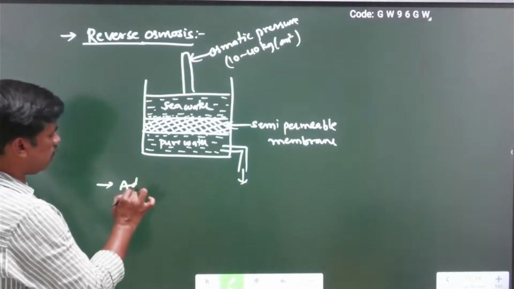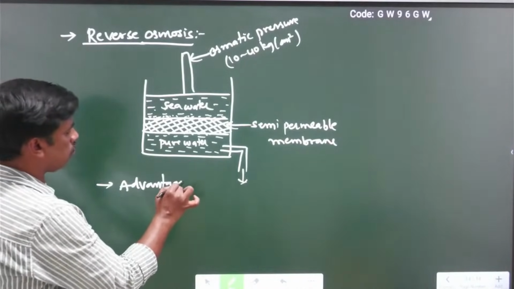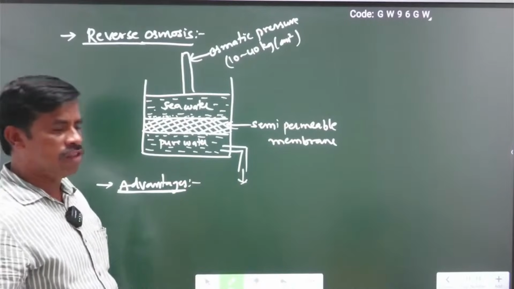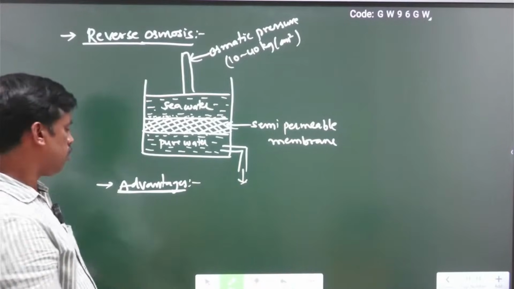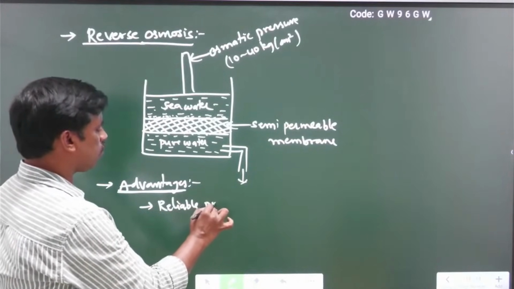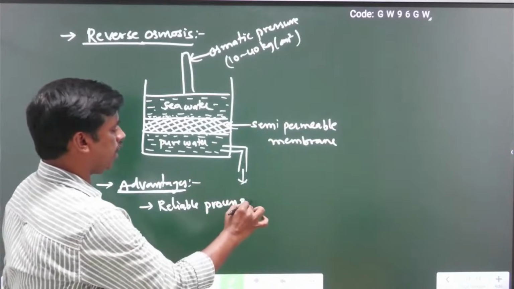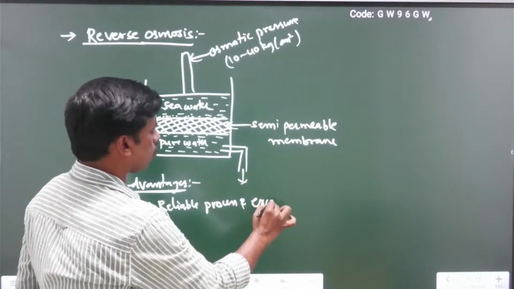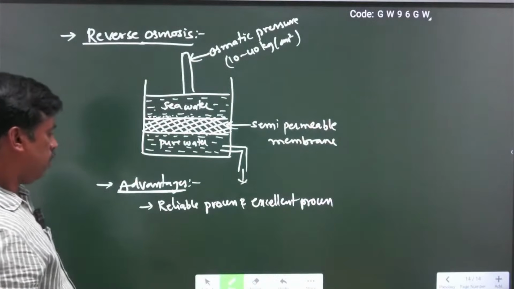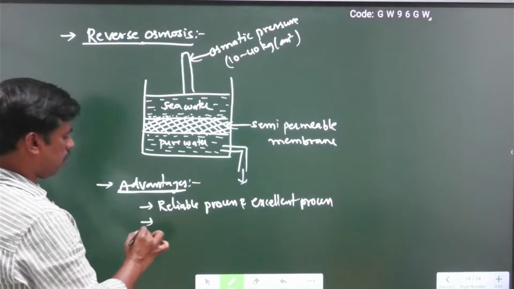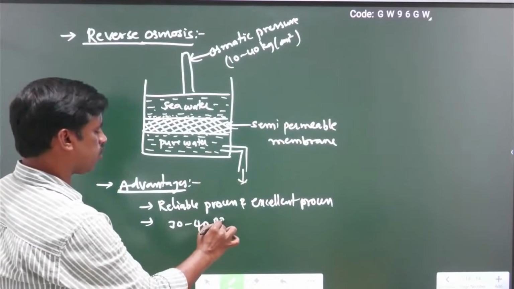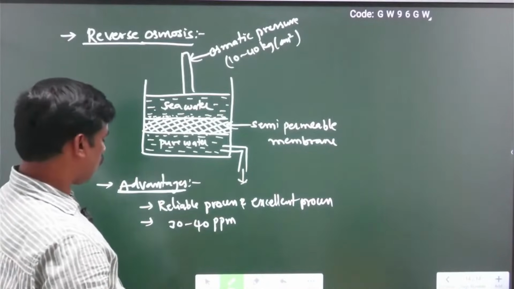Here advantages: this process is an excellent and reliable process. After purification we get only 30 to 40 ppm hardness, which is the permissible hardness.